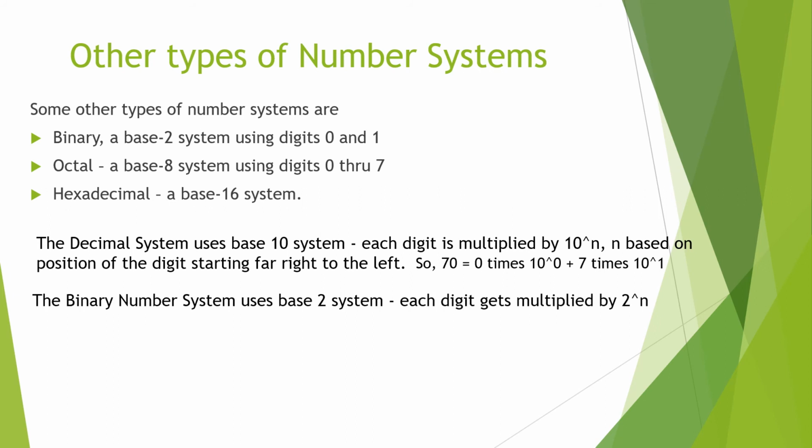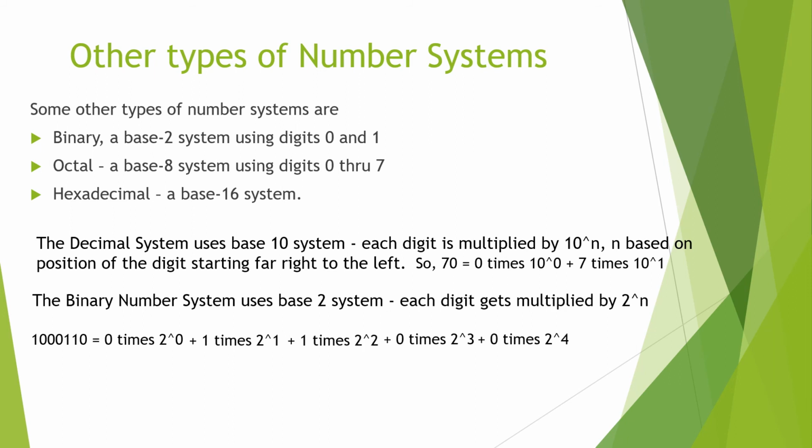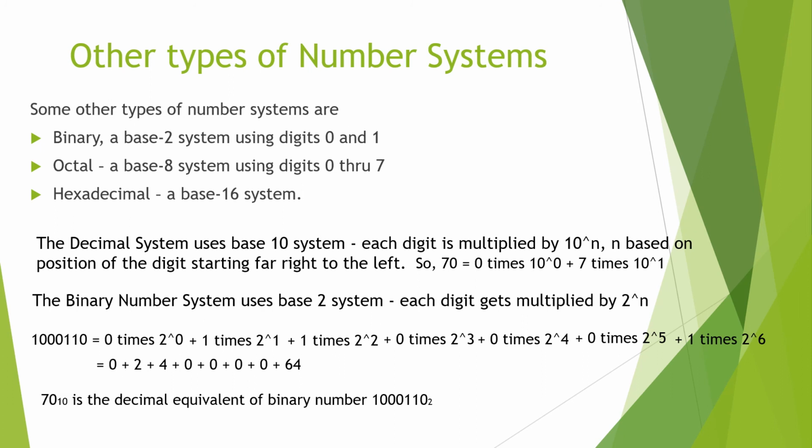The binary number system, however, uses base 2. So each digit gets multiplied by 2 to the power n, starting with 0 on the far right. So the first digit from the right is multiplied by 2 to the power of 0. Add to that the next digit multiplied by 2 to the power of 1. Add to that the next digit multiplied by 2 to the power of 2, and so on. So here is an example of a binary number that, when converted to a decimal, equals 70. This way, you can easily convert a binary to a decimal and vice versa.